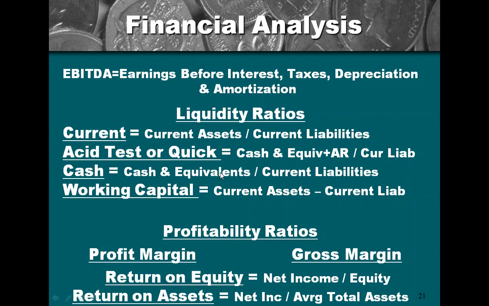Okay, and then we've got this, which is not really a ratio because you're not dividing anything. It's current assets minus current liabilities. That's your working capital. So again, what's coming in over the next year, in receivables and so on and so forth, minus what's going to go out. All right, then you've got profitability ratios.